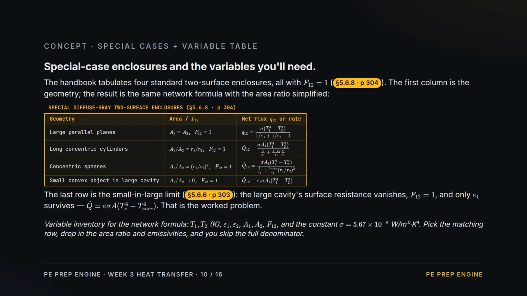The handbook tabulates 4 standard two-surface enclosures, all with view factor 1. Large parallel planes, equal areas. Long concentric cylinders, area ratio is the radius ratio. Concentric spheres, the radius ratio squared. And the small convex object in a large cavity, area ratio goes to 0. The cavity's surface resistance vanishes.